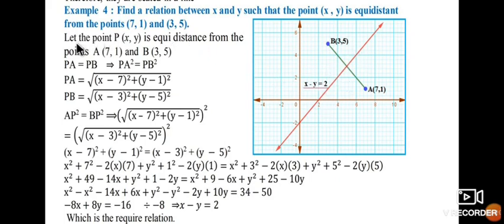Now therefore let the point P(x, y) be equidistant from the points. ಈ ಪಾಯಿಂಟ್ ಇಲ್ಲಿದೆ ನೋಡಿ, ಇದಕ್ಕೆ ಏನಾಗಿರುತ್ತೆ ಬಿಗೂ ಮತ್ತು ಎಗೂ ಎರಡೂ ಕೂಡ ಈಕ್ವಿಡಿಸ್ಟೆನ್ಸ್ ಆಗಿರುತ್ತೆ ಅನ್ನೋಂಥ ಪ್ರೂವ್ ಮಾಡಬೇಕು, ತೋರಿಸ್ಬೇಕು. ಹಾಗಾದ್ರೆ ಆ ರಿಲೇಷನ್ ಯಾವುದು ಅಂತ ಫೈಂಡ್ ಔಟ್ ಮಾಡ್ತೀವಿ. ನಾವು ದೇರ್ ಫಾರ್ ದ ಪಾಯಿಂಟ್ A of (7, 1) and B of (3, 5), this is x1 y1, this is x2 y2.